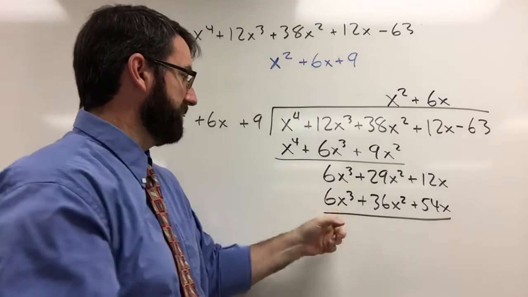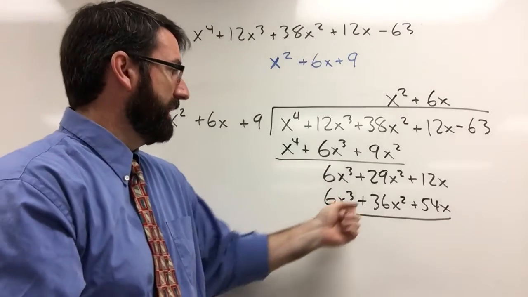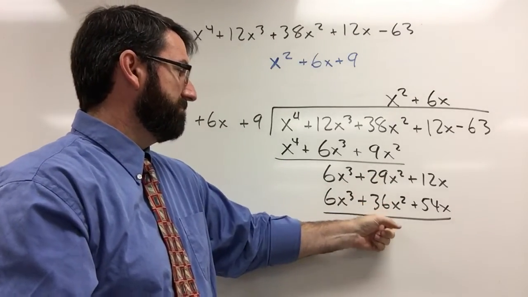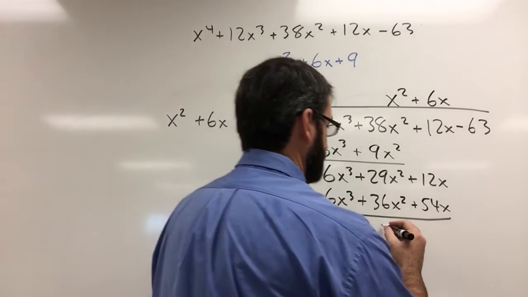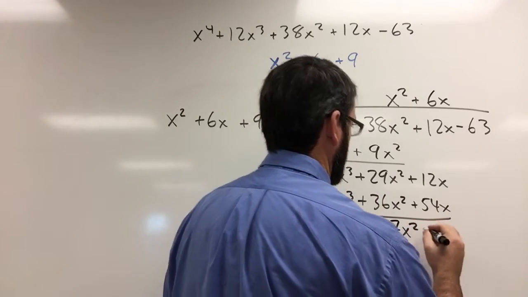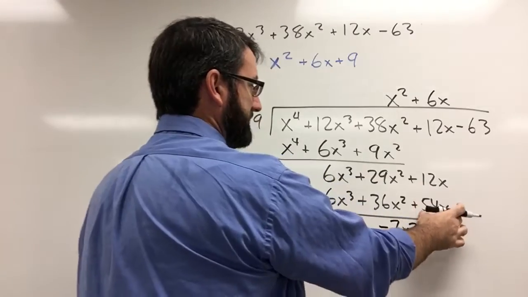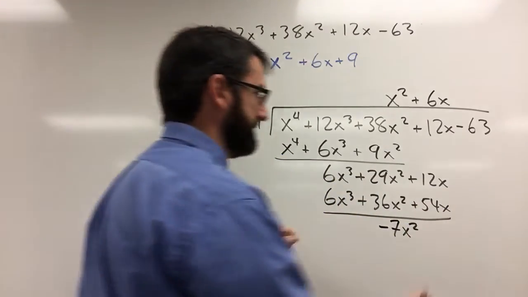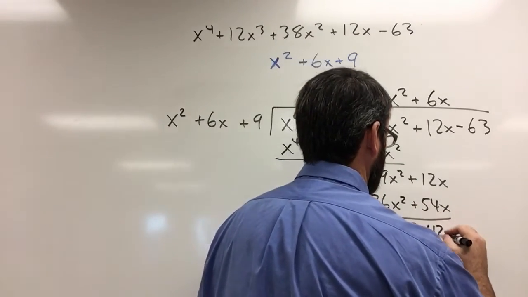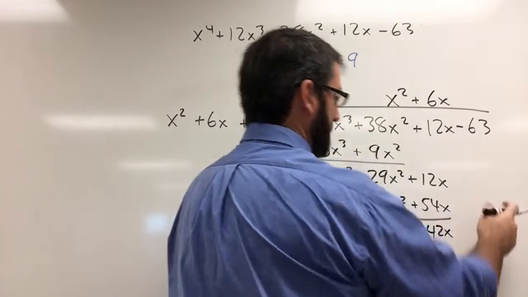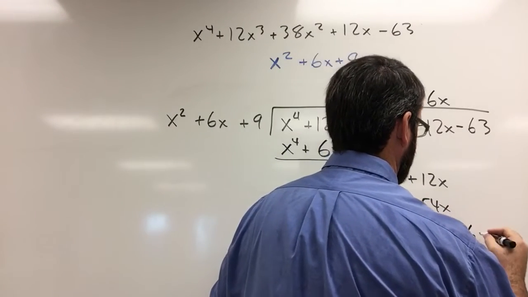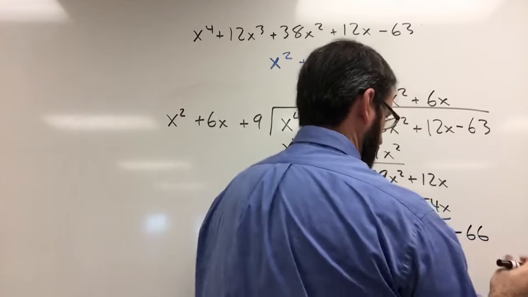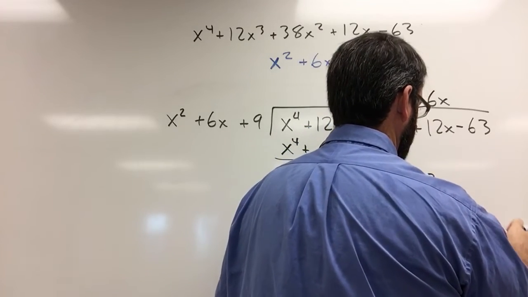So 6x cubed minus 6x cubed is 0. 29x squared minus 36x squared is negative 7x squared. 12x minus 54x is negative 42x. And then we drop down our last term, negative 63.